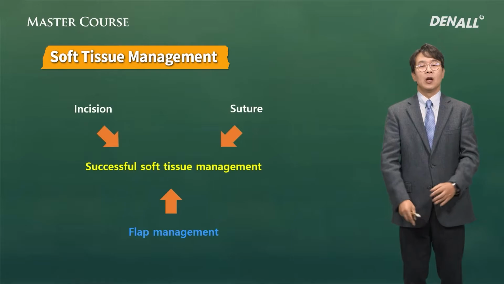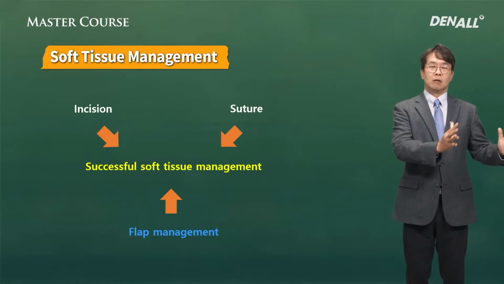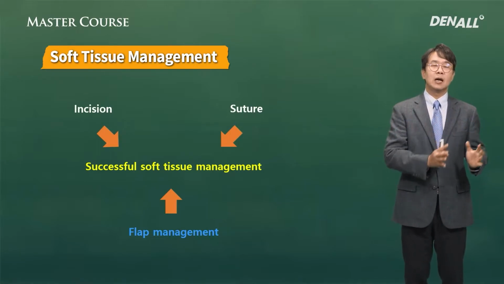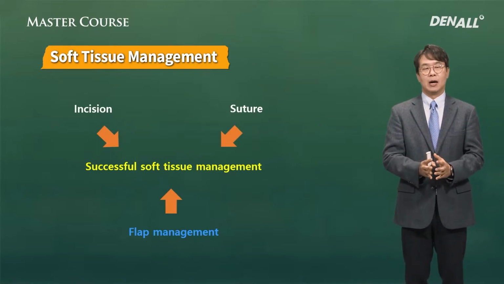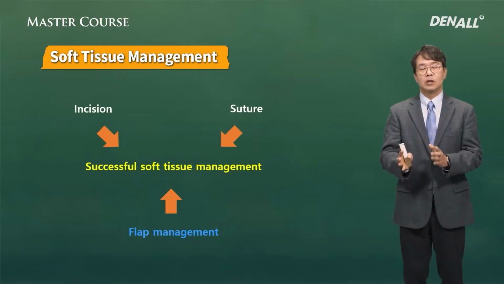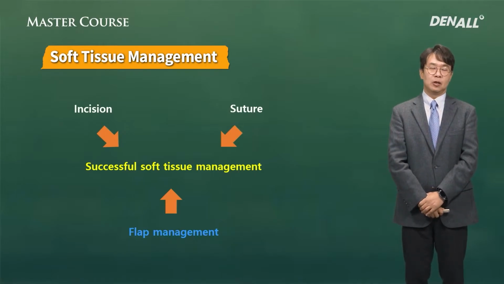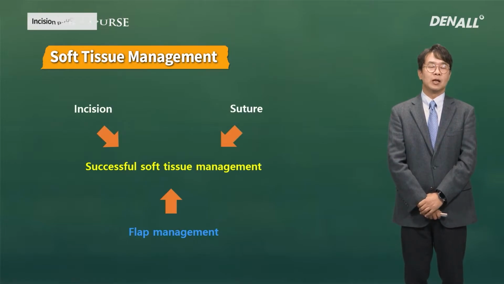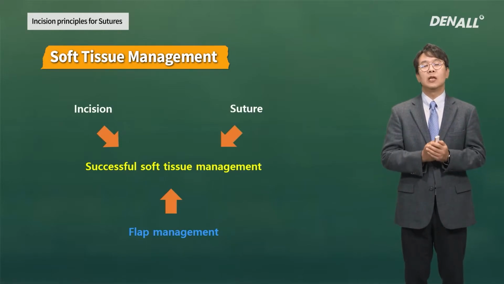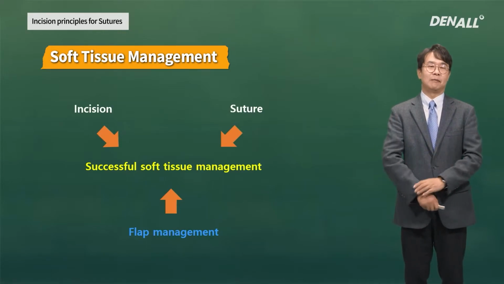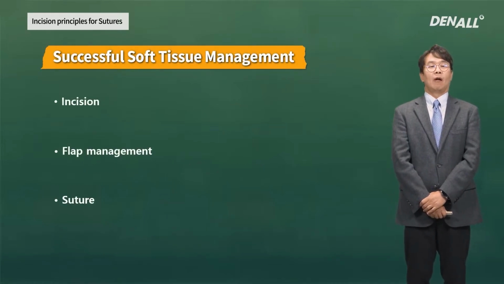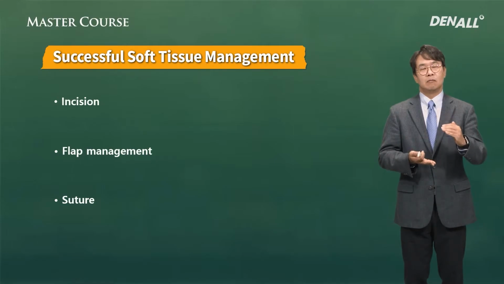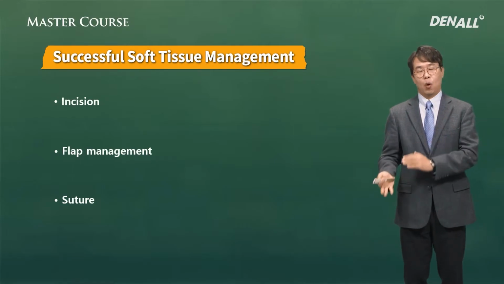If you look at here, this is like a trinity: incision, flap management, and sutures. Those three need to be combined for successful tissue management. None of them should be handled carelessly. So we will look at all those three today. Once again, these three: incision, flap management, and suture.